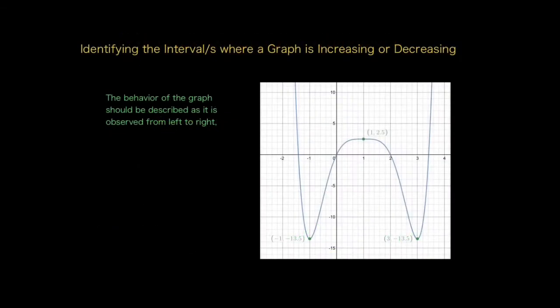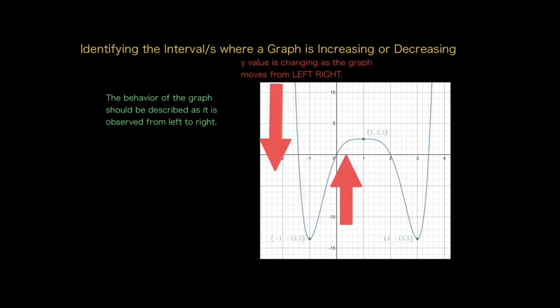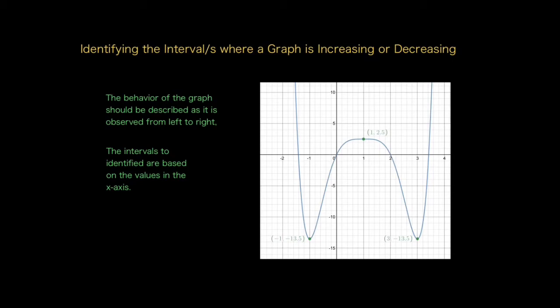When identifying the intervals, this is what you need to take note. The behavior of the graph should be described as it is observed from left to right. As we move from left to right, we can see how the y value, the function value, is changing. You can see that the y value is decreasing, and then it will change the behavior. The y value will start increasing, and then decrease again, and then increase. Once we understand the behavior of the graph, we can now identify the intervals where it is increasing or decreasing.